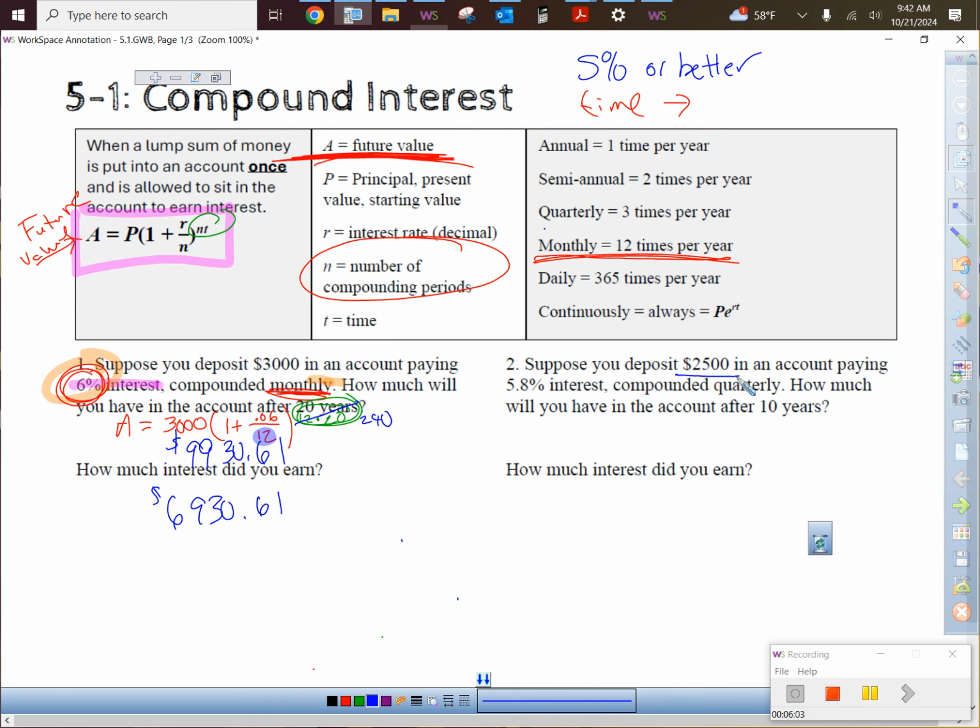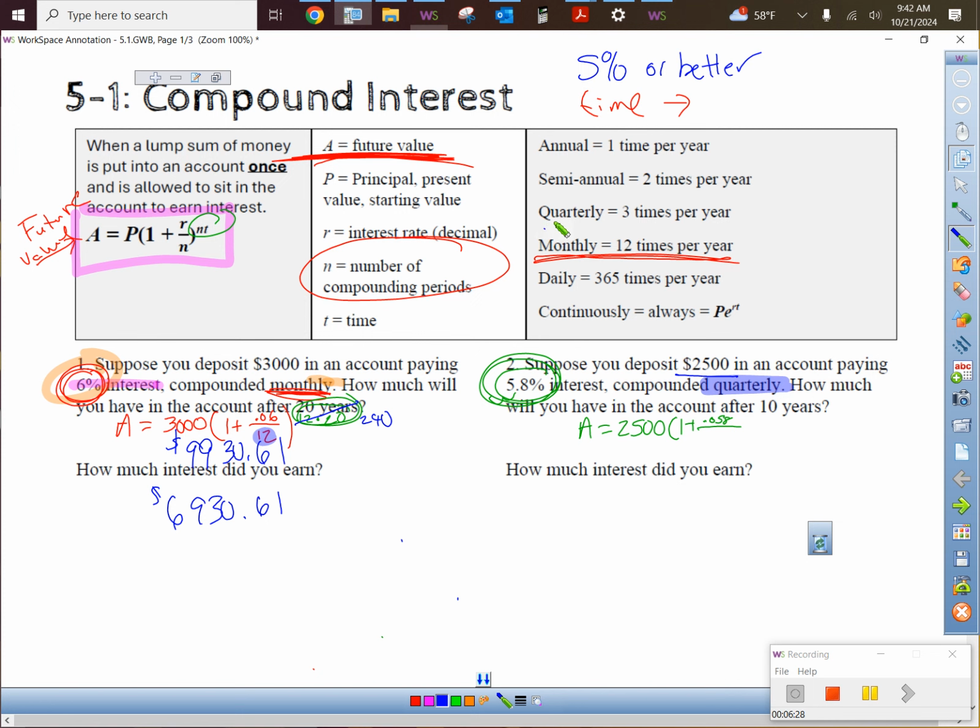Suppose we deposit 2,500 bucks, so that's my principal. That's the P. At 5.8% interest. That's always tricky for students because they're like, dude, that is a decimal. What do you mean change it to a decimal? You need to move that decimal 2 places to the left. So 1 plus 0.058 over a number. It's all dependent on how much they compound it. And you see the magic word on this one is quarterly.